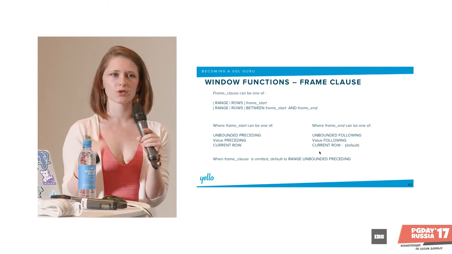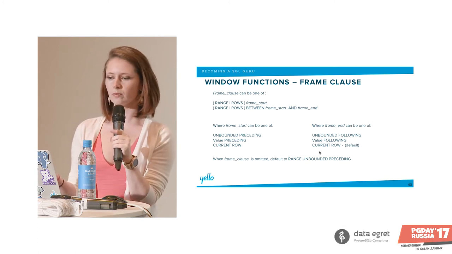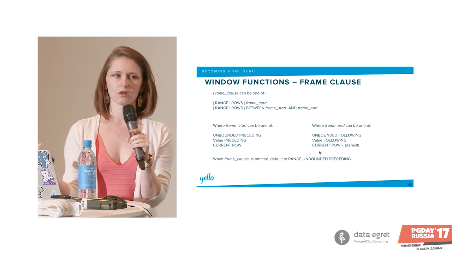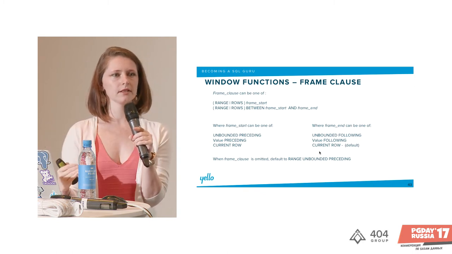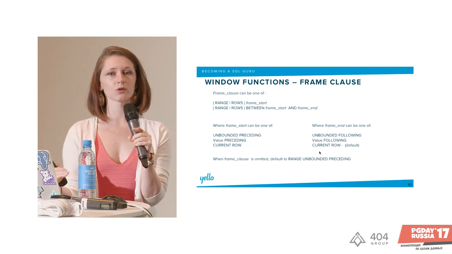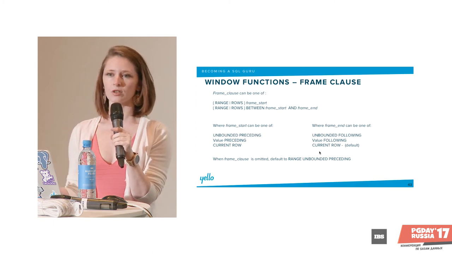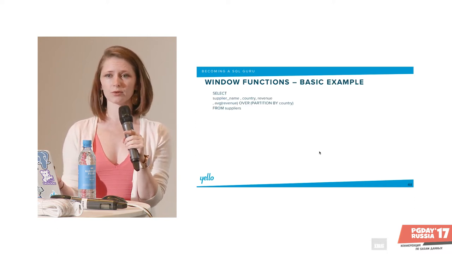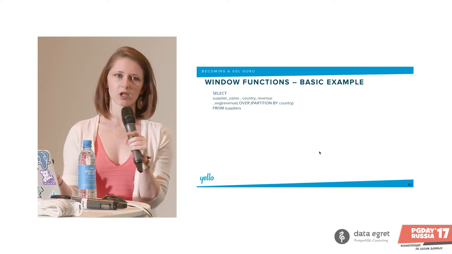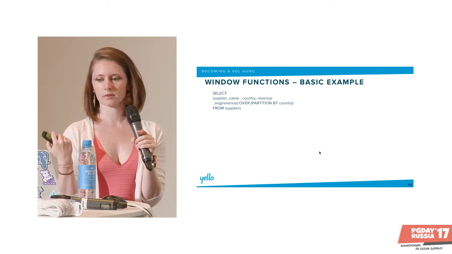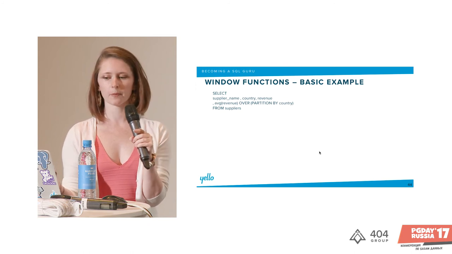Or the current row, which means that you start with the current row. For your end clause, you have unbounded following, which means that you go to the very end of your partition. Value following, a certain number of rows past the current row, or the current row, which is the default. So as a general rule, if you don't have a frame clause specified, it will default to range unbounded preceding. So let's look at a basic example.